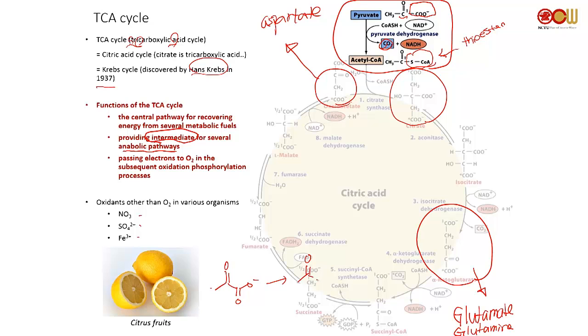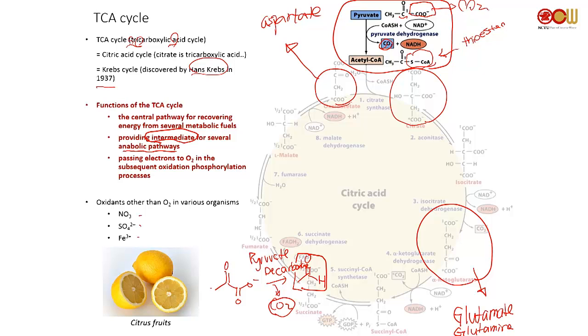Right, it's used to make ethanol. Remember we talked about yeast, Saccharomyces cerevisiae or Zymomonas mobilis. They are capable of producing ethanol, and in ethanol production, the first step is pyruvate decarboxylase. Pyruvate decarboxylase, right? But what you notice here is that you kick out the CO2, you end up with an aldehyde. Here, in pyruvate dehydrogenase, you kick out the CO2.